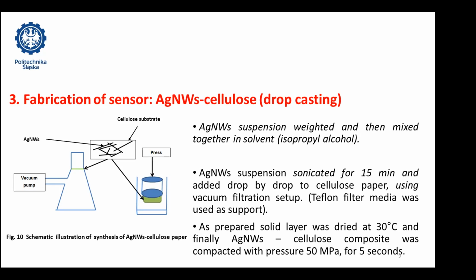First of all, this schematic shows the apparatus which we used for the fabrication. First we have Teflon filter paper. On top of that we placed the cellulose substrate, which I explained previously, how we fabricated it. After that, we added the silver nanowire suspension drop by drop on top of it. When this solid layer was dried at 30 degrees Celsius and compacted at 50 megapascal for 5 seconds, our sensor was ready.